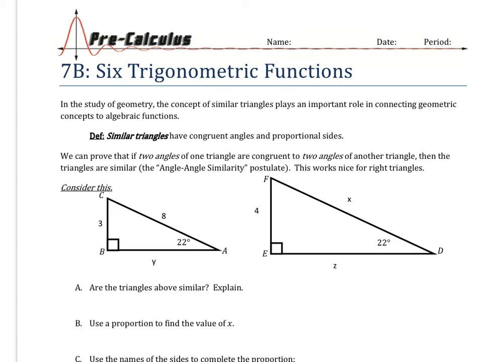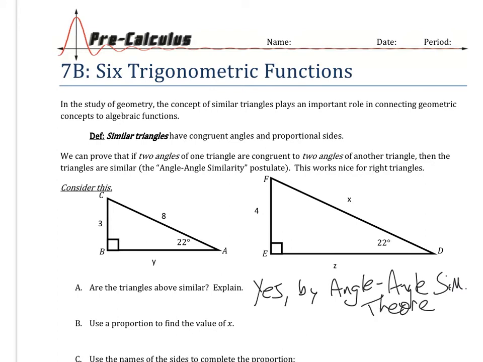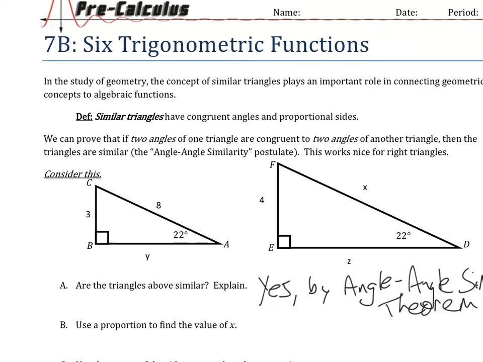So are these two similar? Yeah, they are. They're similar by angle-angle similarity. That is one of those theorems from geometry. So we know that they're similar, and since they're similar, their sides are supposed to be proportional.